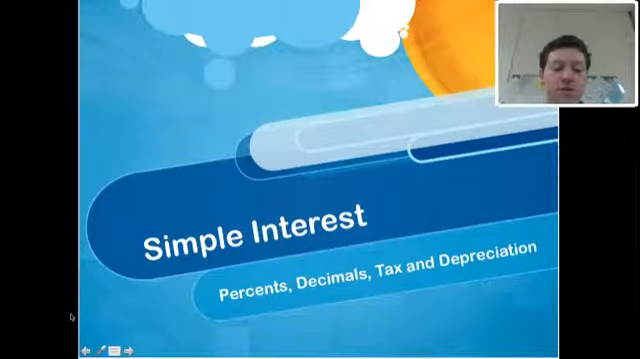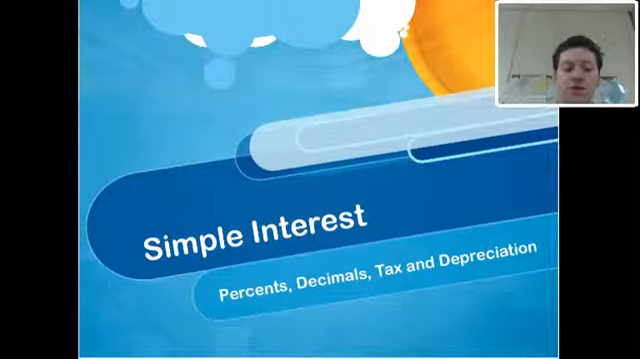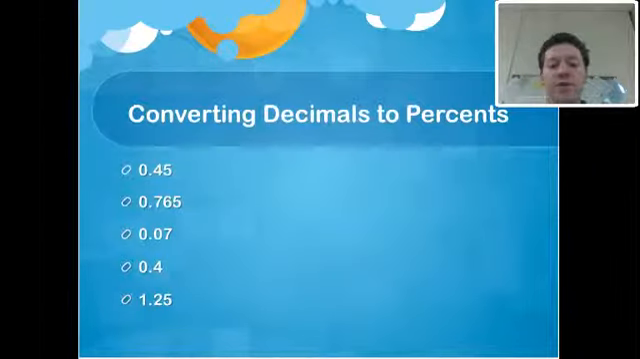Welcome to Mr. Capreto's lesson on simple interest. We're going to talk about percents, decimals, tax, and depreciation. So the first thing we need to do is be able to convert from decimals to percents. They are really the same thing, only they are represented in different forms. It's almost like saying 12 inches is the same thing as 1 foot. It's the same distance, it's just represented two different ways.